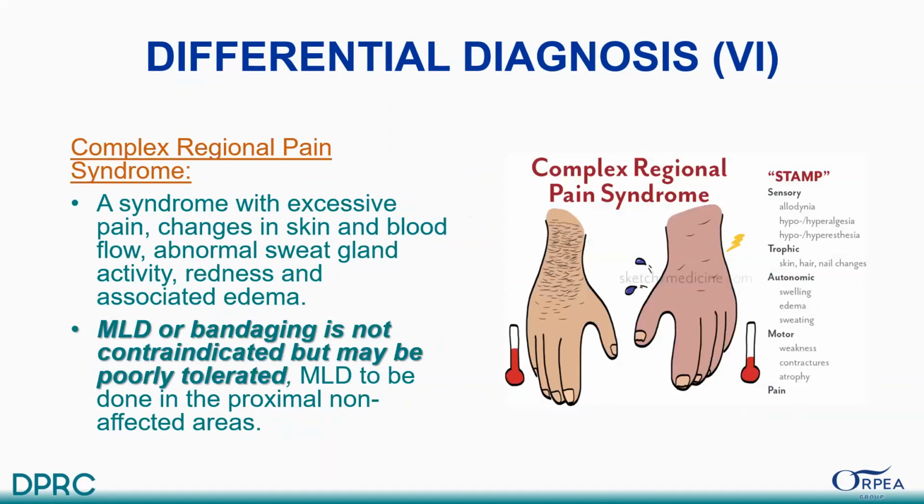Complex regional pain syndrome, a syndrome with excessive pain, change in the skin and blood flow, abnormal sweat gland activity, redness, and associated edema. For these cases, manual lymphatic drainage or bandaging is not contraindicated, but it might be poorly tolerated due to pain. So manual lymphatic drainage will be done in the proximal non-affected areas.